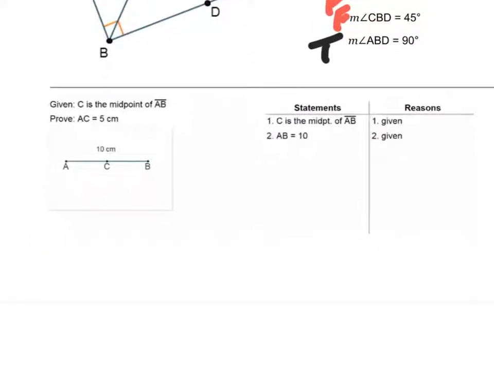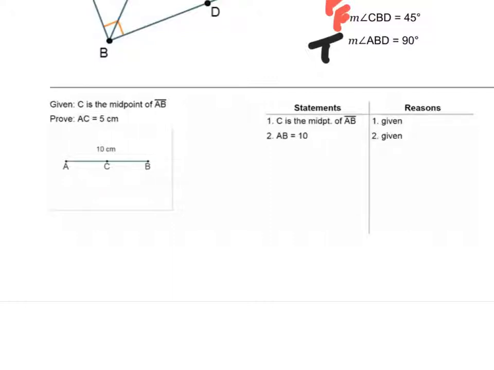Check out this last one. This last one looks pretty good. Okay. Given that C is the midpoint of AB, prove that the length of AC is 5 centimeters. What does the midpoint do? Bisects, right, in half. Yeah, bisects it in half.